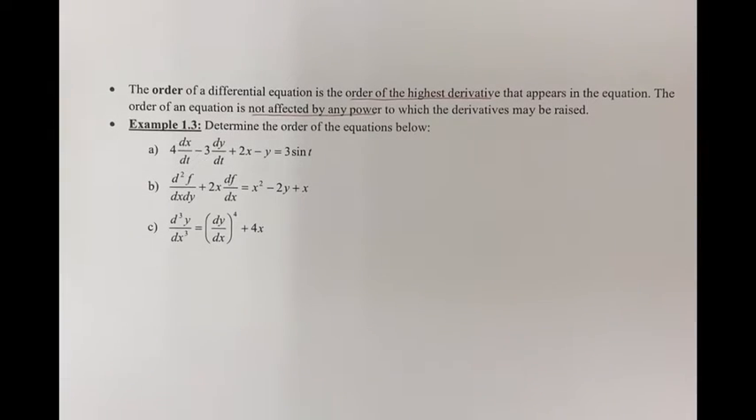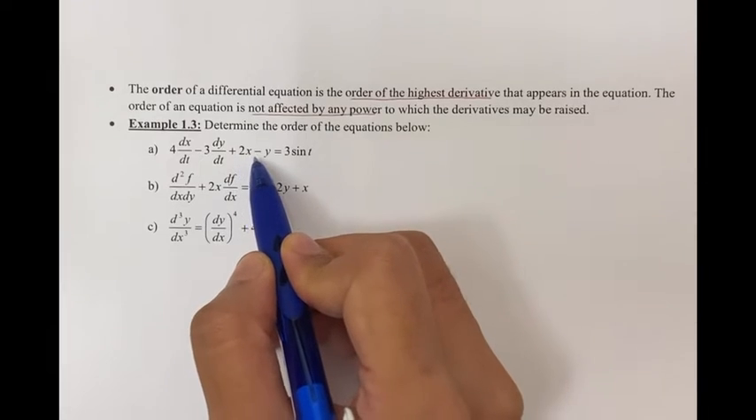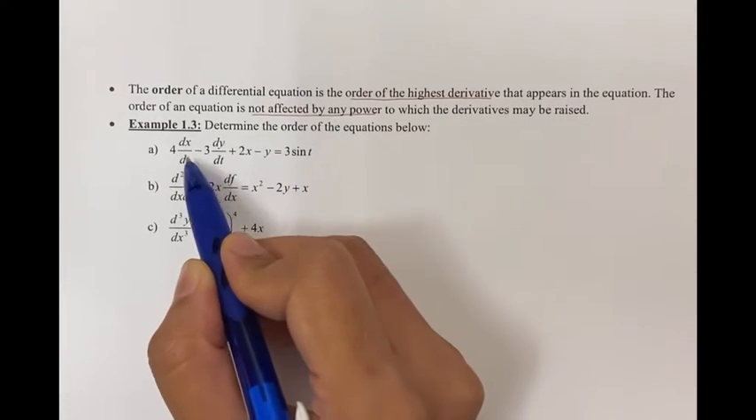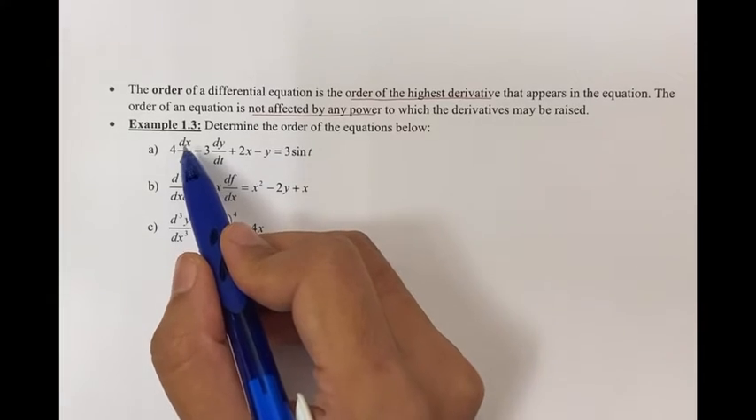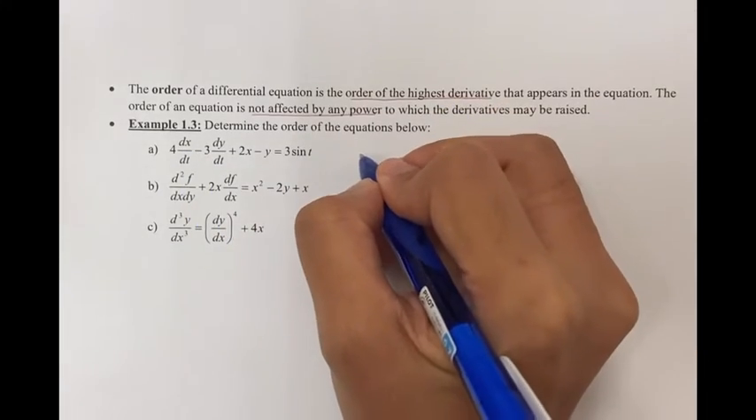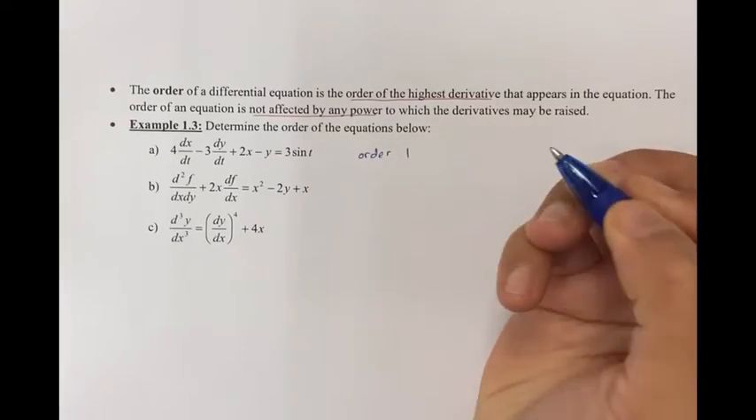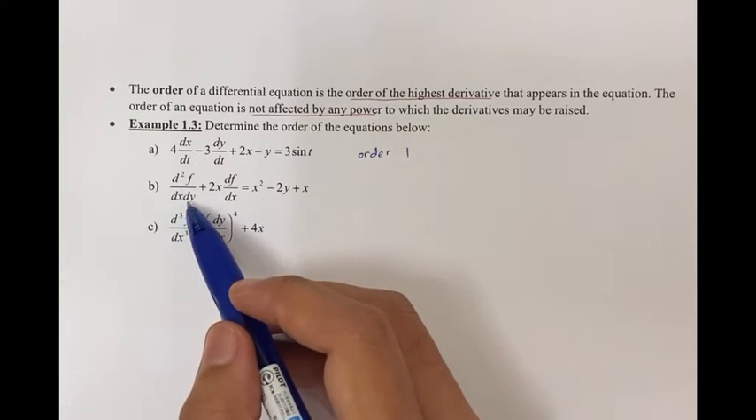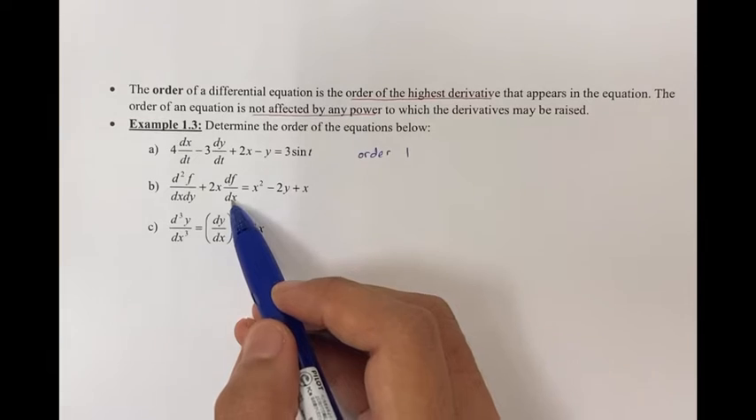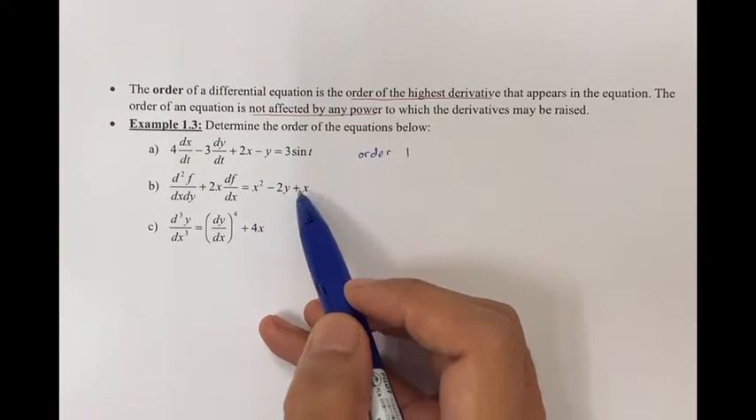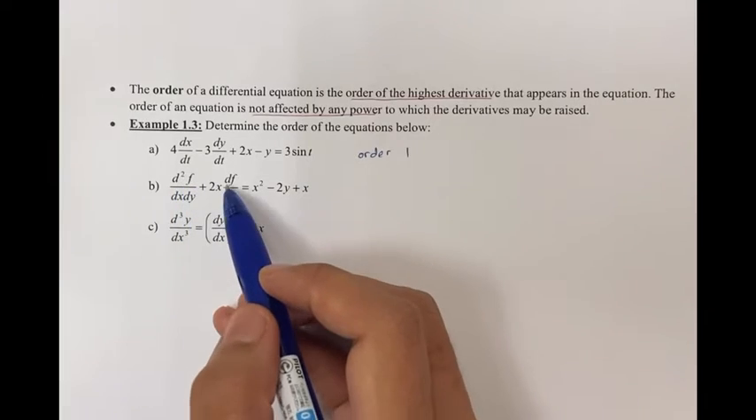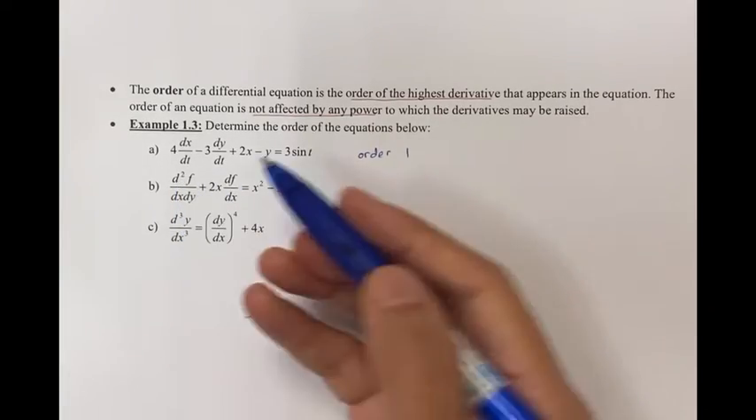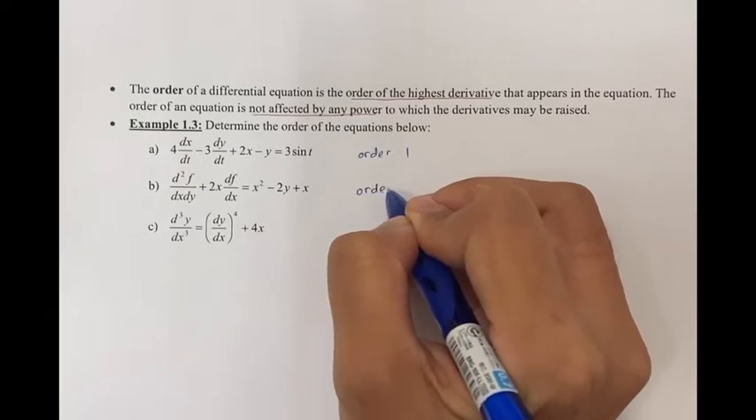Example 1.3, determine the order of the equations below. Okay, so A, you have 4 dx over dt minus 3 dy over dt plus 2x minus y equal to 3 sin t. So the highest order here you have 1. So for A, you have order 1. Okay, and look at B, you have d square f over dx dy plus 2x df over dx equal to x square minus 2y plus x. So between these two, d square f and df, this is the highest order. So for B, we have order 2.